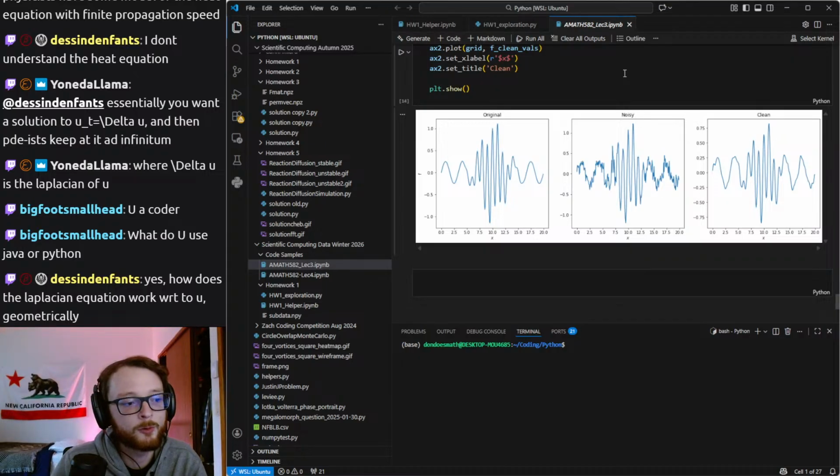How does the Laplacian work with respect to u geometrically? I think of it in terms of concavity, where the Laplacian is basically your second derivative in multiple variables. And when things are concave down, it means you have a maximum. Let me just draw this.